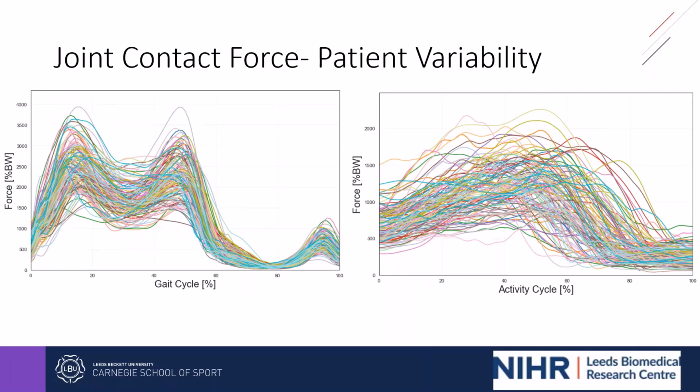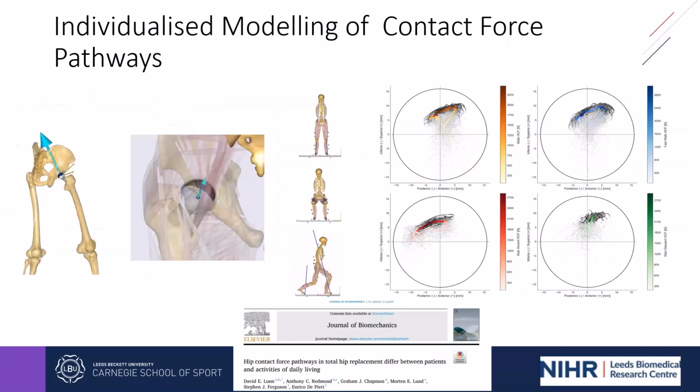So moving on from this, we do see this patient variability in some of the other analysis that we do. We wanted to analyze the data in a slightly different way. We weren't just happy looking at single waveforms. We wanted to understand what's actually happening at the contact surface level. Enrico developed a really nice method whereby we trace the force vector across the acetabular cup to understand where those high contact forces were, and also the shape of those force vectors.